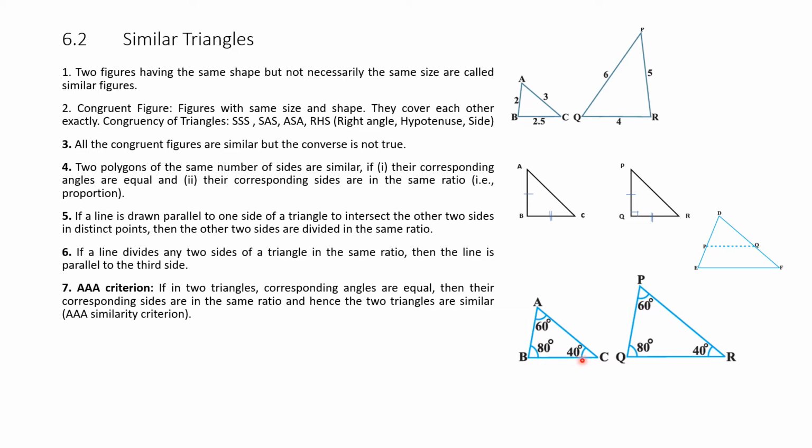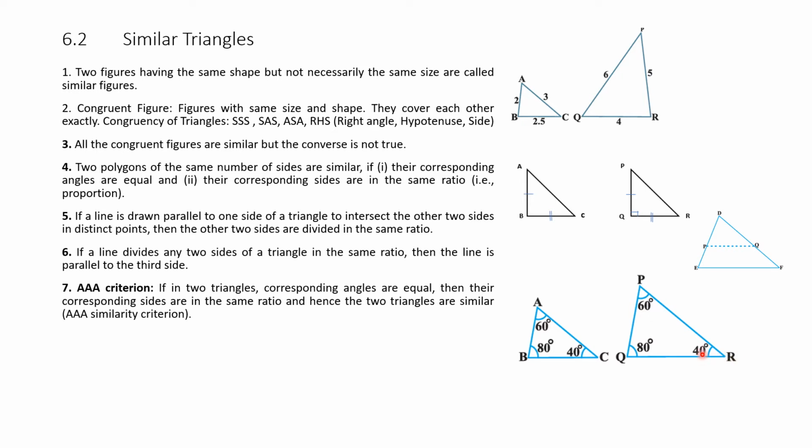Triangle ABC and triangle PQR are the two triangles. Angle A is 60 degrees here. Therefore, in the second triangle, angle P is 60. So A is equal to P. And here in ABC, angle B is 80 degrees and the corresponding angle in PQR is also 80 degrees. And the third angle C in triangle ABC is 40 degrees. So in PQR, angle R is equal to 40 degrees.